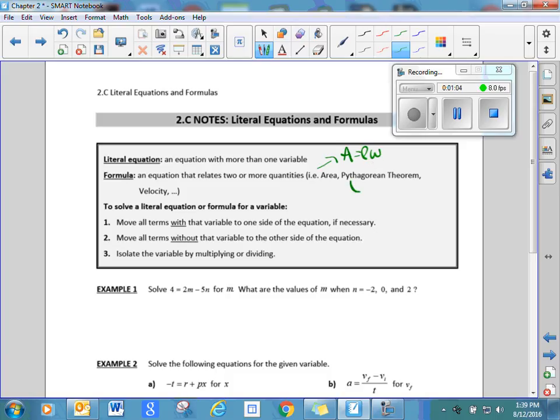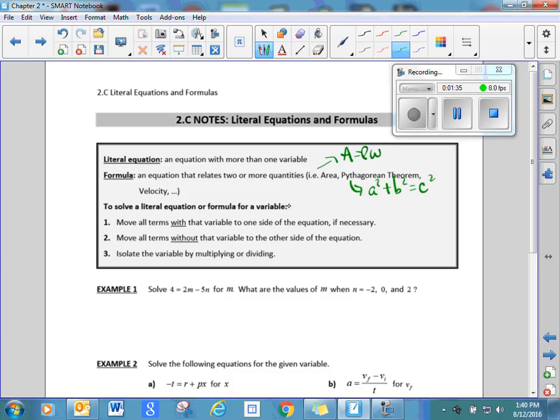The Pythagorean theorem is a squared plus b squared equals c squared. Y'all, even if you haven't used it, you've probably heard of it, where a and b are the legs of a right triangle, and c is the hypotenuse. So those are formulas that are literal equations, but you can also write literal equations that are not formulas, and you could be asked to solve for a single variable. So basically, that's what we're going to be doing in this section.